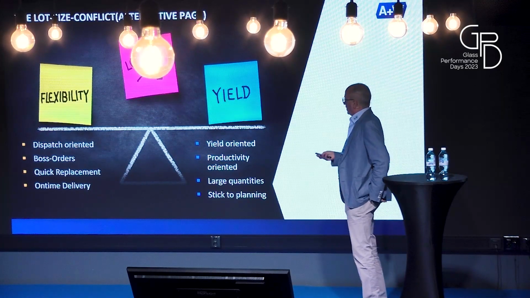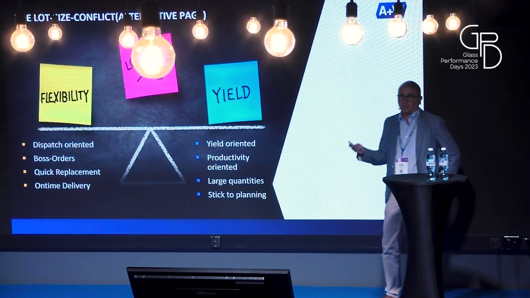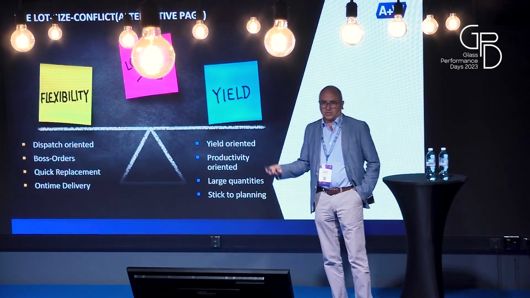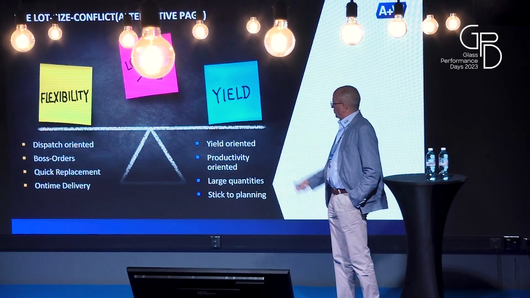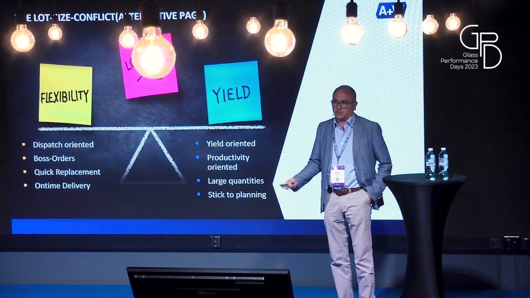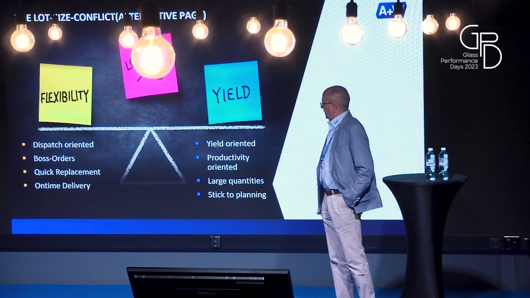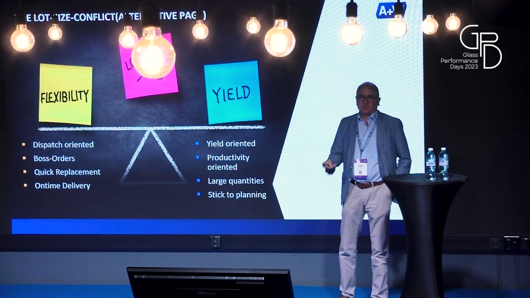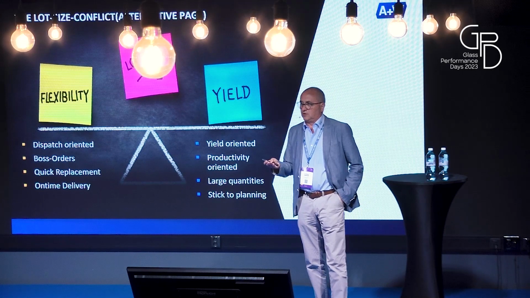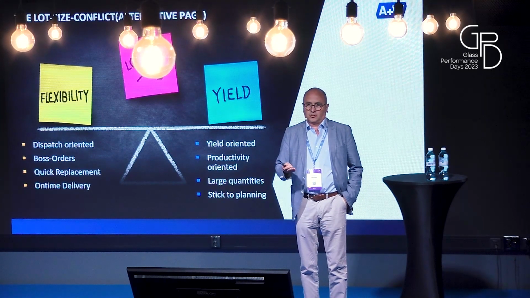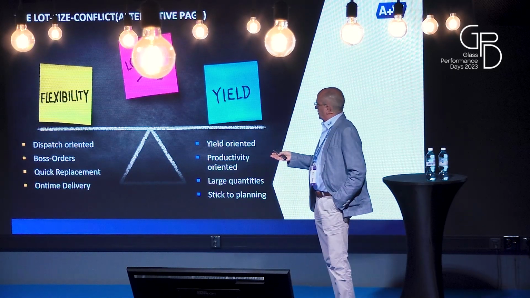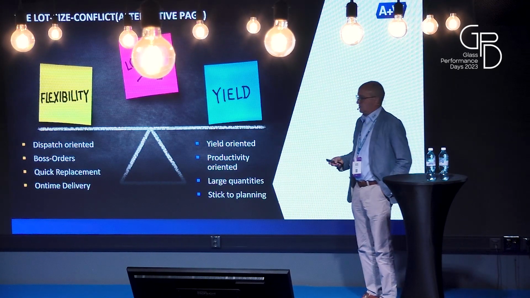This is the reality you have in daily production. The best way to organize your production is to be dispatch-oriented. So you want to have everything in that area. You want to cope with boss orders because they are natural. You cannot avoid them. You need quick replacement. You all know glass is a brittle product. It gets broken, you need a way to complete your orders, otherwise just-in-time delivery is impossible. So all this is on the left-hand side of that seesaw.